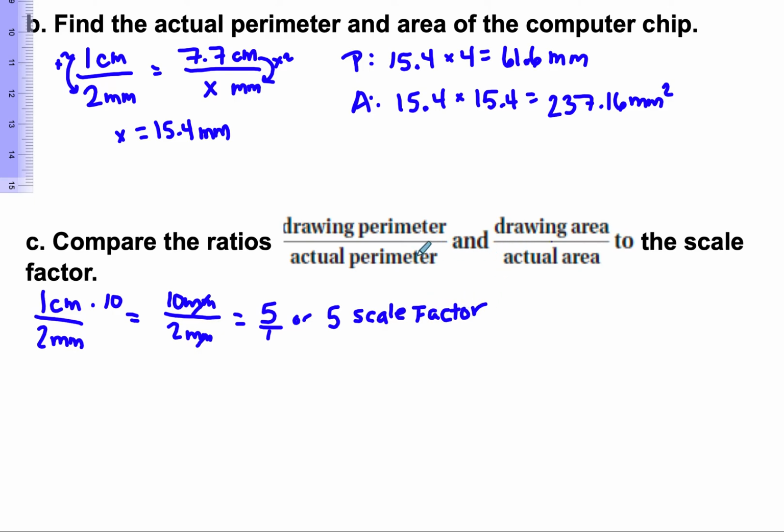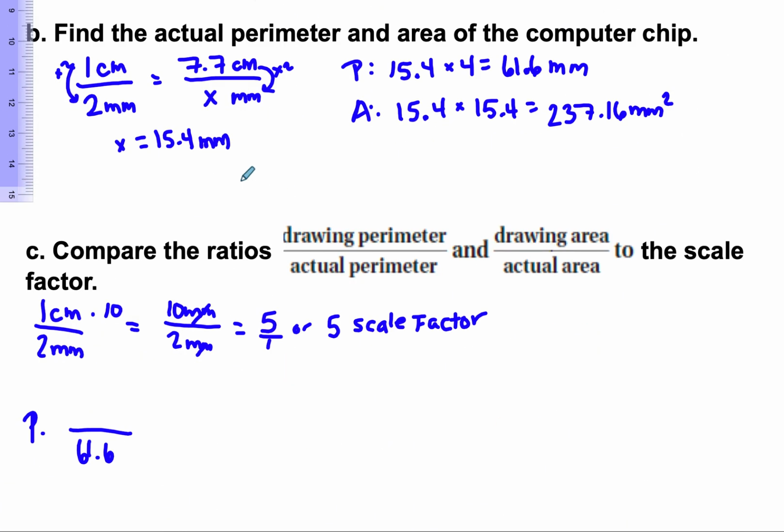What that means is the scale is 5 times bigger than the actual thing. Okay, so now I'm going to look at these ratios and I'm going to compare them to my scale factor of 5. So for my perimeter, looks like here I had 61.6. And above I had 30.8.